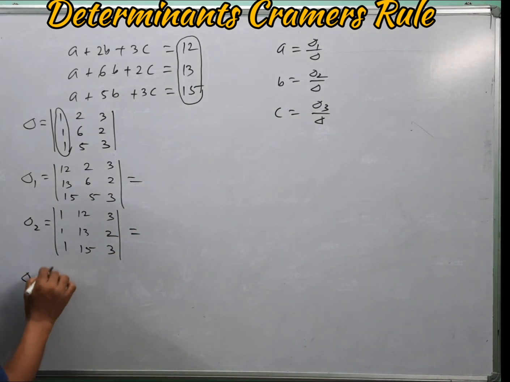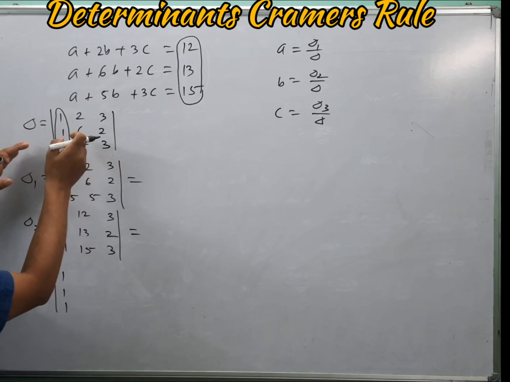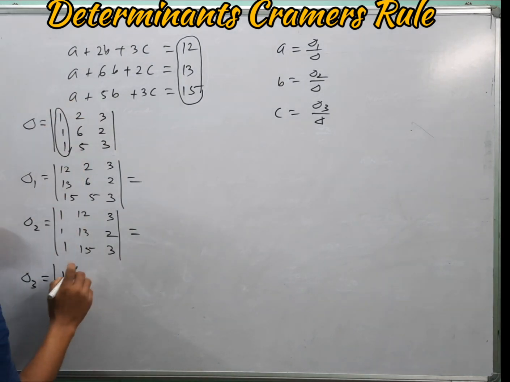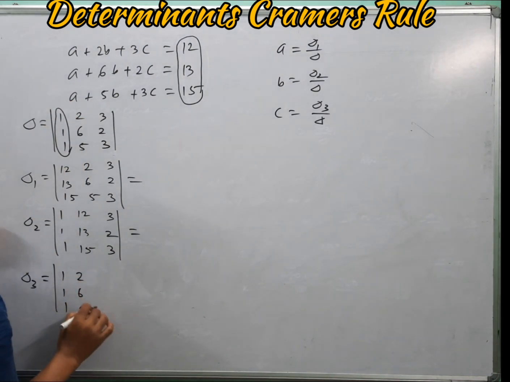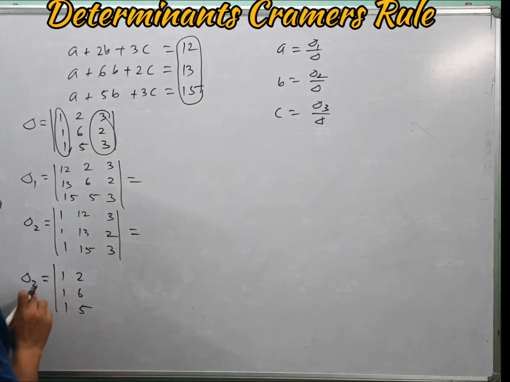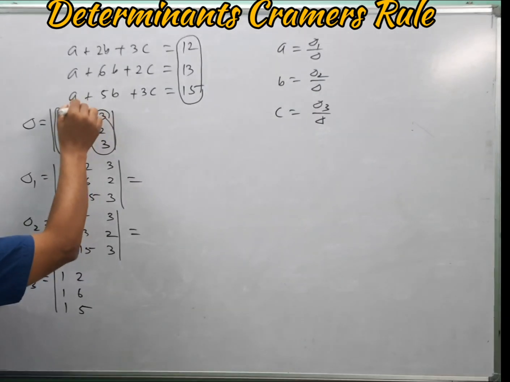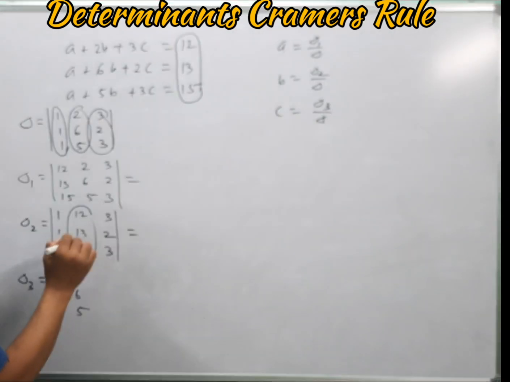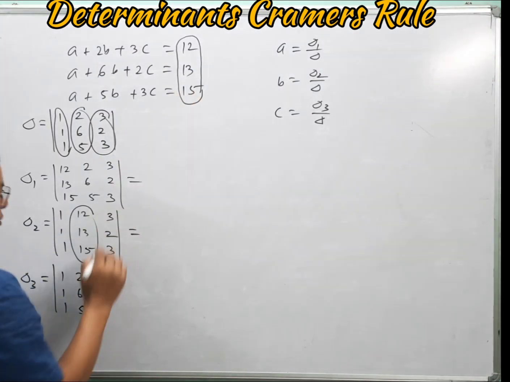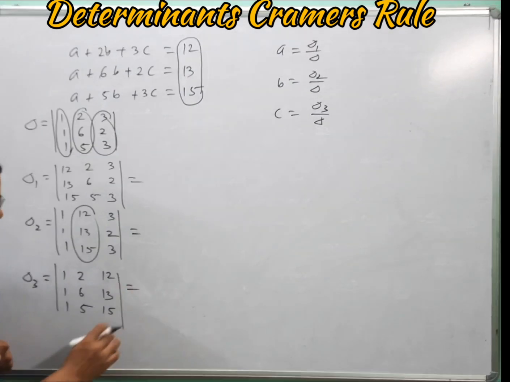Again delta 3, we shall calculate. The first column of this delta, just delta's first column, it will be as it is. Second column of delta also will be as it is, 2, 6, 5. But its third column, this third column, now it will be replaced by this, because 3 means third column, 2 means second column. Look here, second column replaced by this. Okay, getting? So this and this same. So here you are getting the third column replaced by this 12, 13 and 15. Okay, now we have to solve.